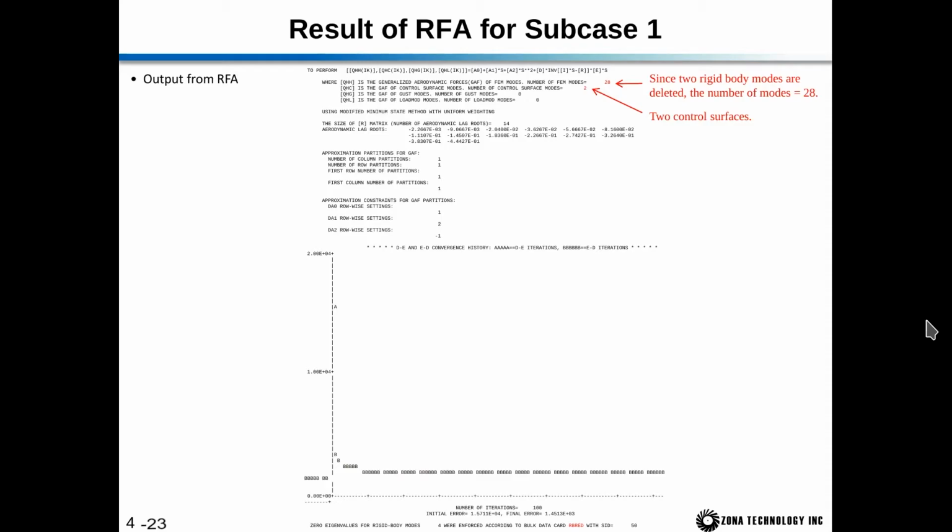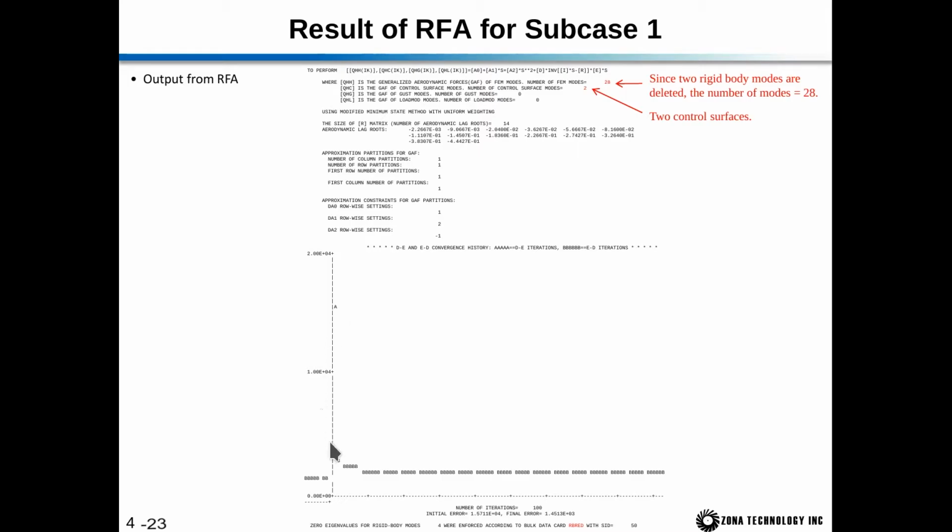So now we have the output of the RFA. So this is a copy of the output file. So you can see here ZAERO is telling you how many modes we have. It's 28. We have 28 because remember we deleted 2 rigid body modes from the 30 original modes. We have 2 control surface modes, ZAERO gust and ZAERO component load modes. And then this is a plot of the convergence.